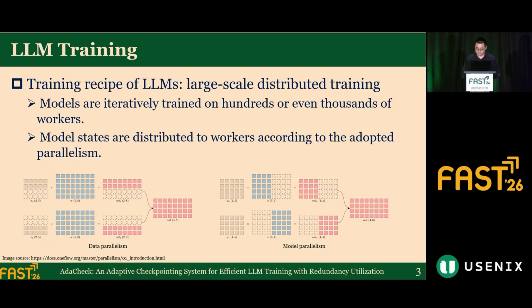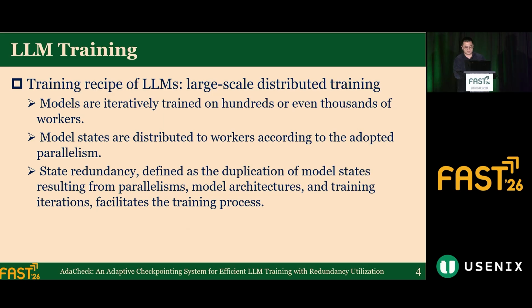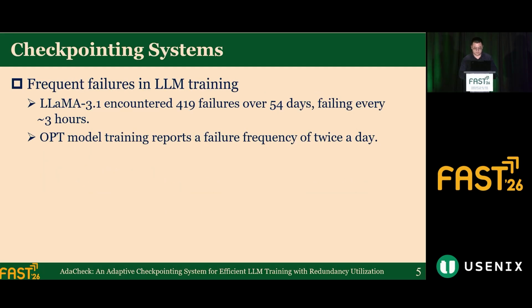We show the distribution of model states when training with data parallelism and model parallelism on two workers respectively. In training, these two parallelisms are combined for use. This combination introduces complex state redundancy. State redundancy, defined as the duplication of model states resulting from parallelism, model architectures and training iterations, impacts the volume of data processed and the number of communication operations required per iteration during training, thereby affecting the performance of distributed training. Large-scale and lengthy training is coupled with failures.